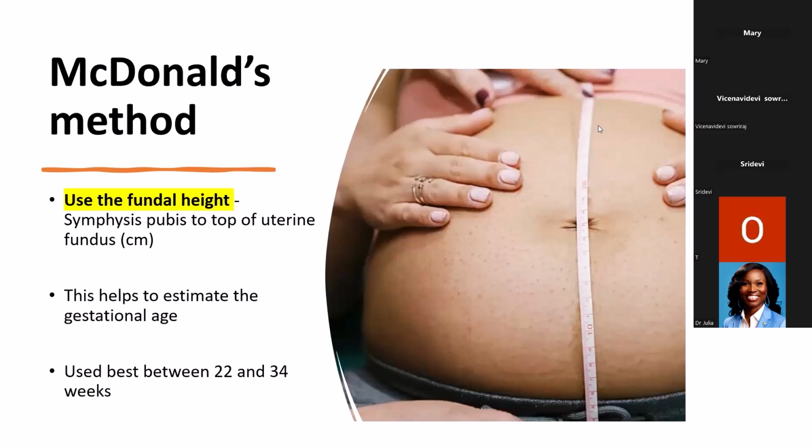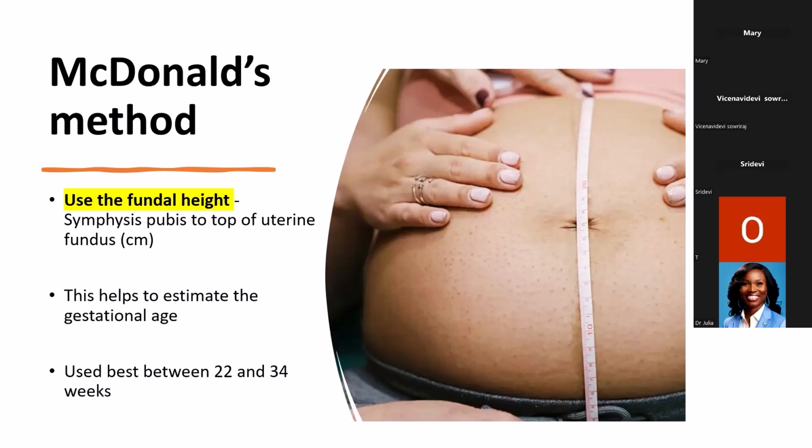So we use what we call the fundal height. We measure from the symphysis pubis to the top of the uterus. So from the hip bone, that area down there, to the top of the uterus. And usually it is best used if the pregnancy is between 22 and 34 weeks.